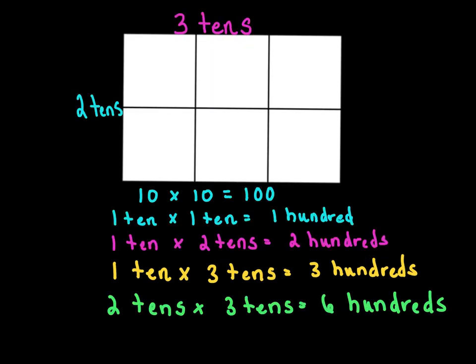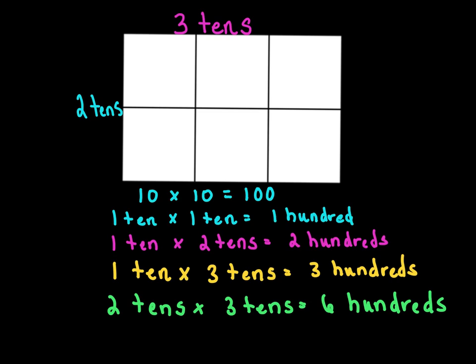All right, the next one we've got a different shape. It looks like we have 6 of these blocks. And then one of these is 1 ten. So 10 times 10, remember, is 100. So if we have 1 ten times 1 ten, we have 100. 1 ten times 2 tens gives us 2 hundreds. 1 ten times 3 tens is 3 hundreds. Now we have 2 tens times 3 tens gives us 6 hundreds.